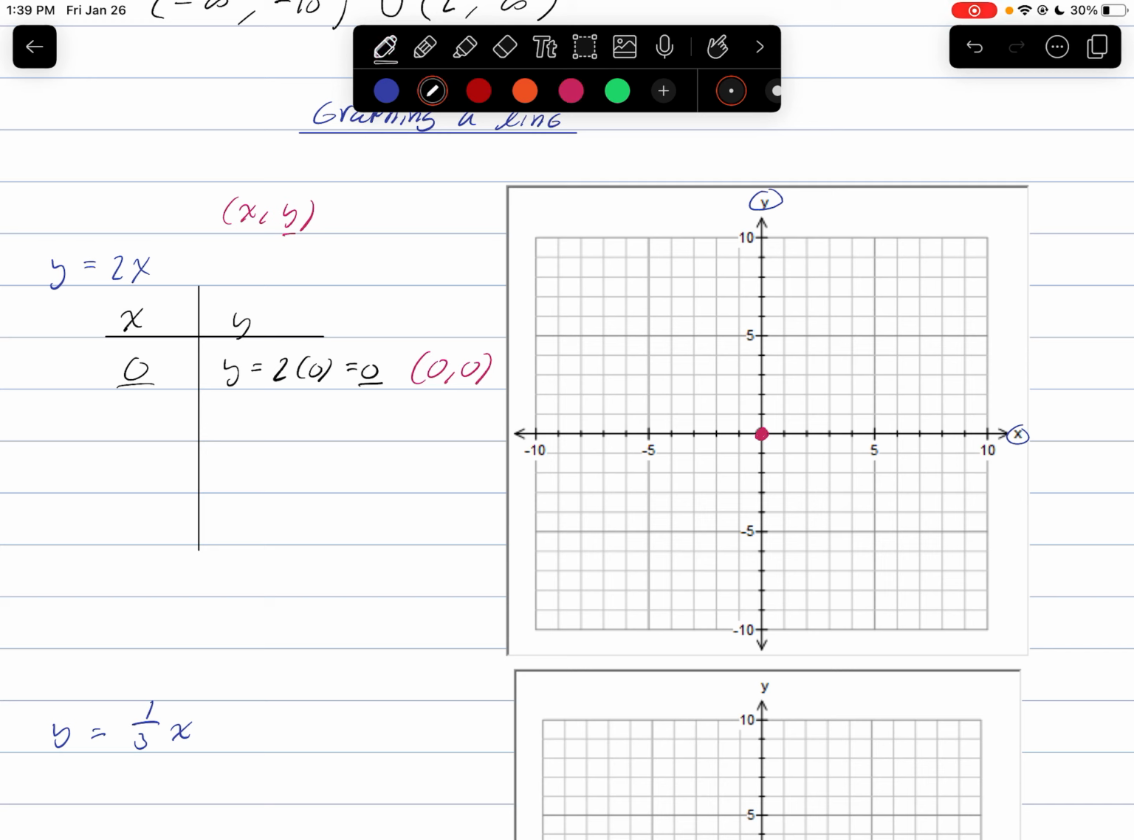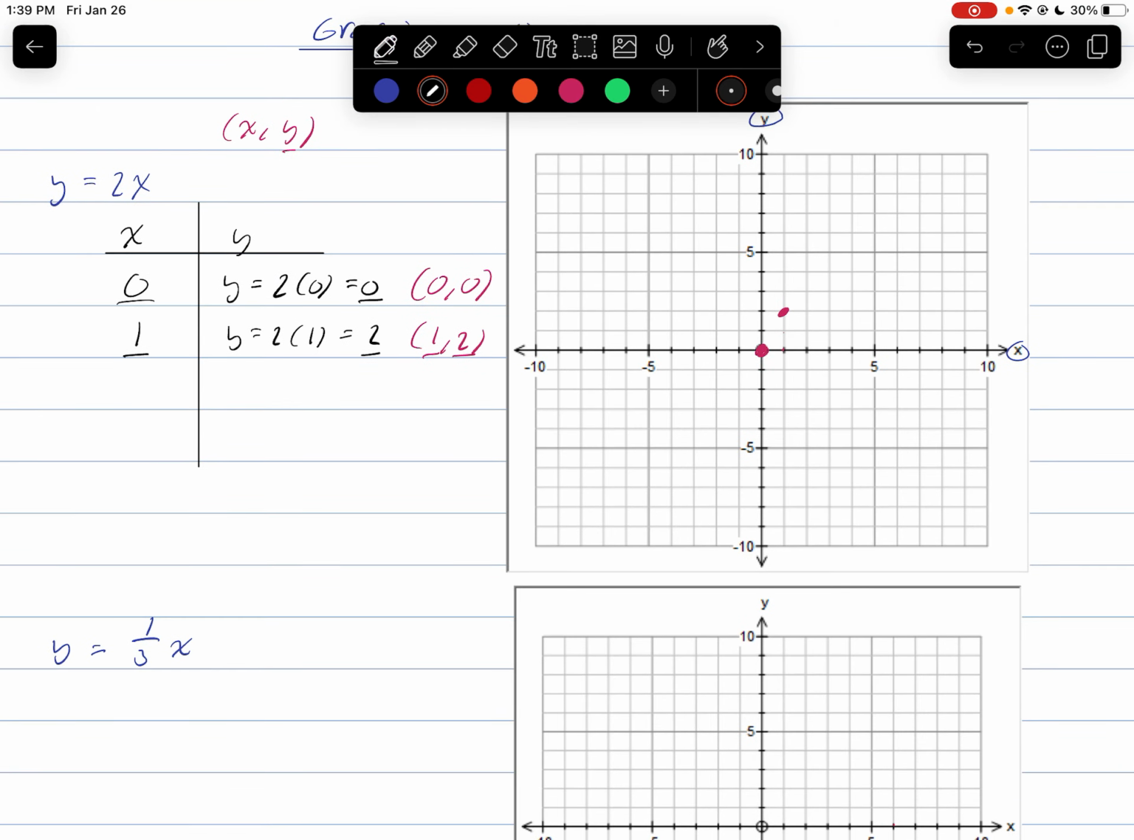Let's say we wanted to have x equals 1. Okay, if we have x equals 1, we would have y equals 2 times 1, which is 2. So our x value is 1 and our y value is 2. And that means that our point is going to be (1, 2). Okay, so what we would do is we would go to the right 1 along the x-axis, okay? And then we would go up 2 along the y-axis. So over 1, then 1, 2, and this is going to be our next point.